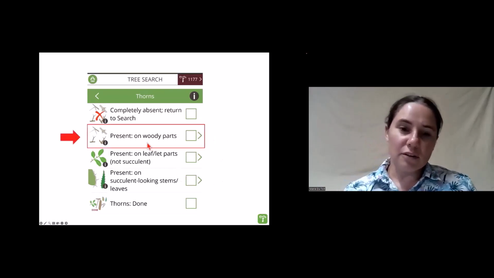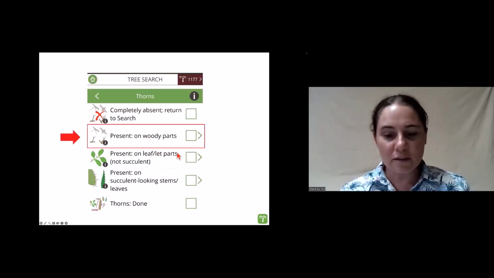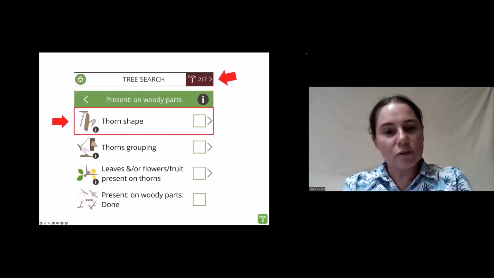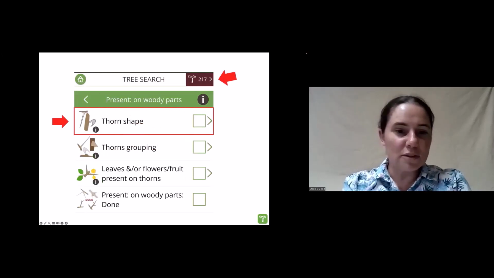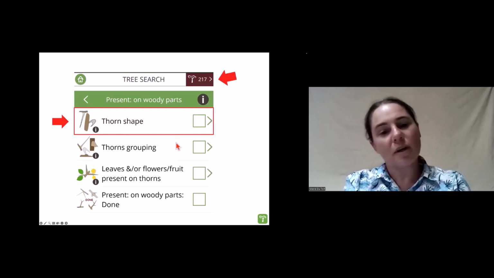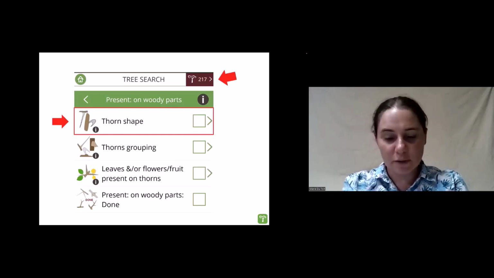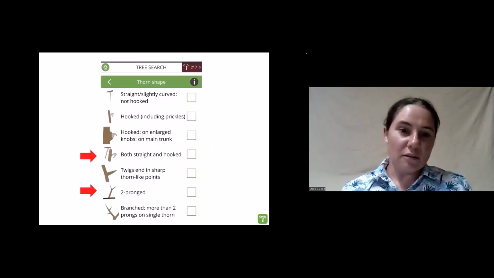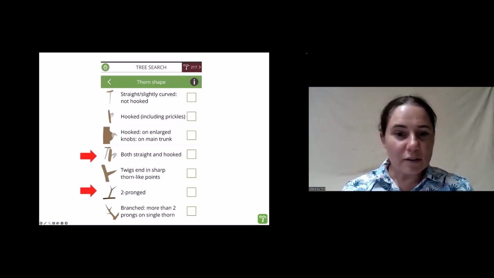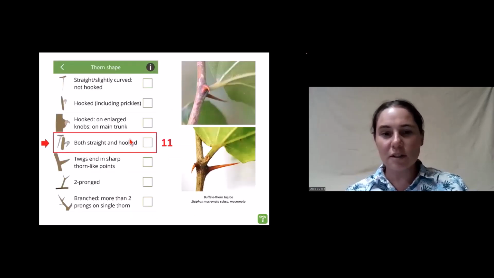We are first going to look at those present on woody parts. You will see we are going to look at thorn shape. Can you see there's a few options here so that you can explore that on your own? Really powerful stuff to help you to reduce your tree number. So when we look at thorn shape, there are again a lot of options, and you will think about acacias in the first and the second one. We are going to look at both straight and hooked and 2-pronged. So the first one that I'm going to show you, straight and hooked.